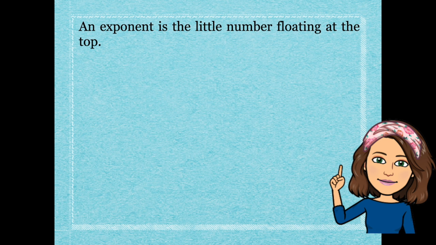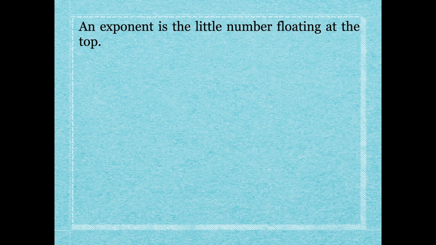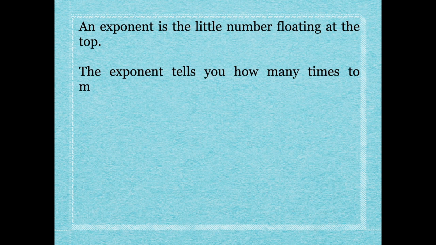An exponent is a little floating number at the top. I'm sure you've seen it in a lot of places, you just didn't realize it. You thought maybe the person wrote the number too small or wrote it crooked or something, but in fact that little floating number at the top is actually called an exponent, and we do something special with it. The exponent tells you how many times to multiply the number by itself.